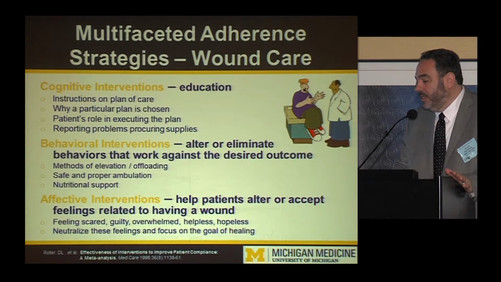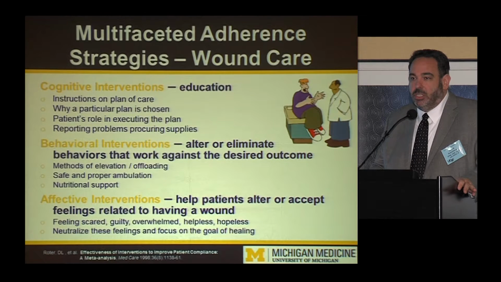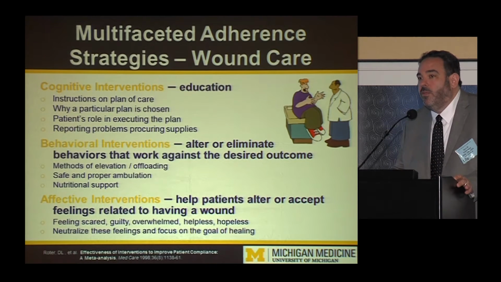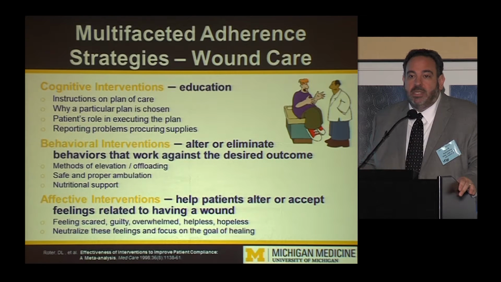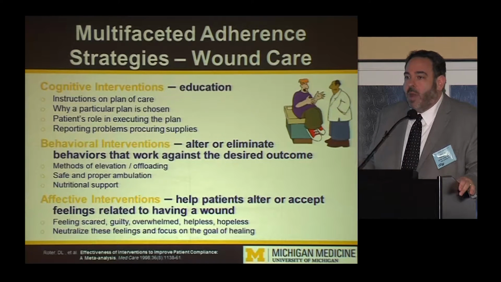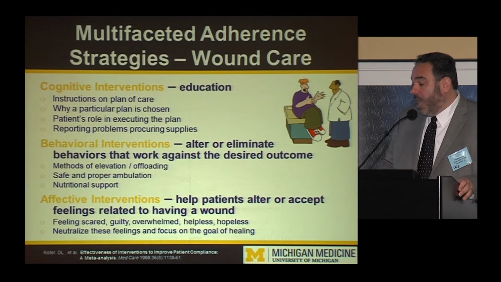So how do we facilitate adherence in these patients? Basically, the literature will support a multifaceted strategy towards improving adherence. Cognitive interventions, which focus on education, and basically it boils down to explaining to your patient why you're asking them or telling them to do something. When they understand the why, they are more likely to listen and be adherent to that.